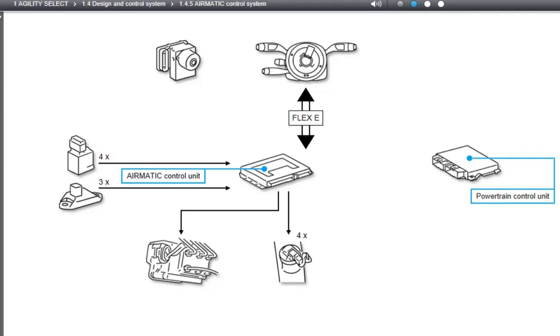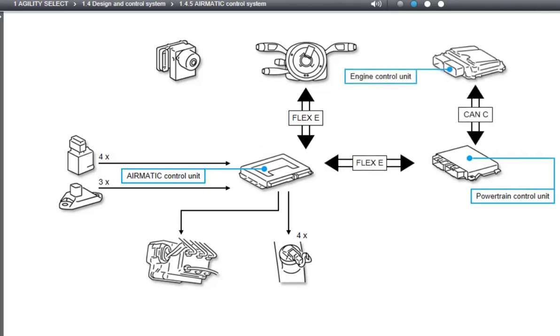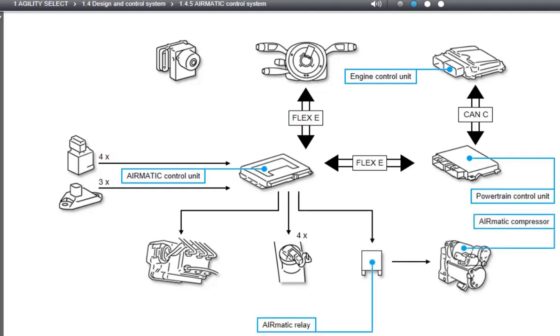The powertrain control unit transmits the engine speed signal from the engine control unit. The Airmatic control unit thereby discerns whether the engine is running. This is important insofar as the compressor of the Airmatic generally turns on only when the engine is running.